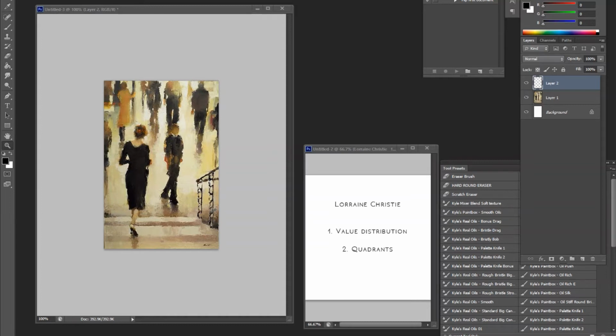You want to have a controlled composition no matter what you do, even for chaotic subject matter. So, for example, crowd scenes or war scenes or shipwrecks, literal shipwrecks. You have to be able to simplify and distribute your values and colors properly in order to create a sensible composition within the chaos. And Lorraine Christie is insanely good at it.